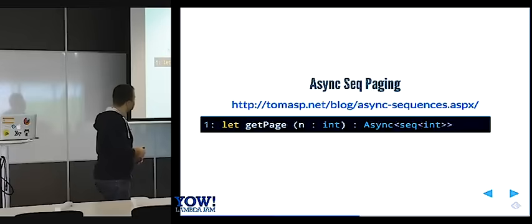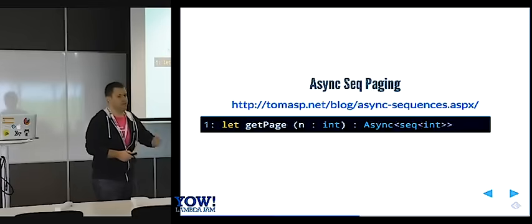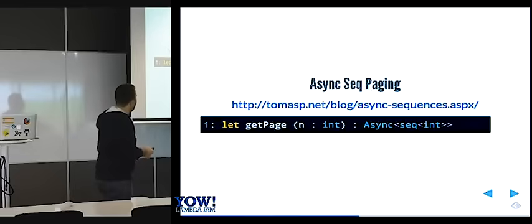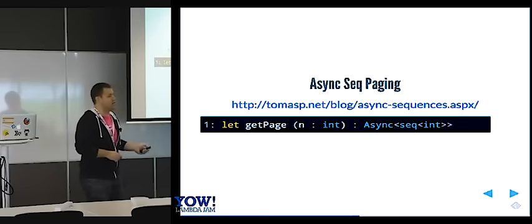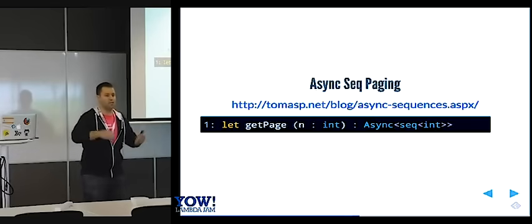You get a page of data. Maybe it's skip and take or something like that. And the result is it's an async call. It's going to be a network call. And it's going to return some sequence of values, which is not the whole result set, but just one page of it.